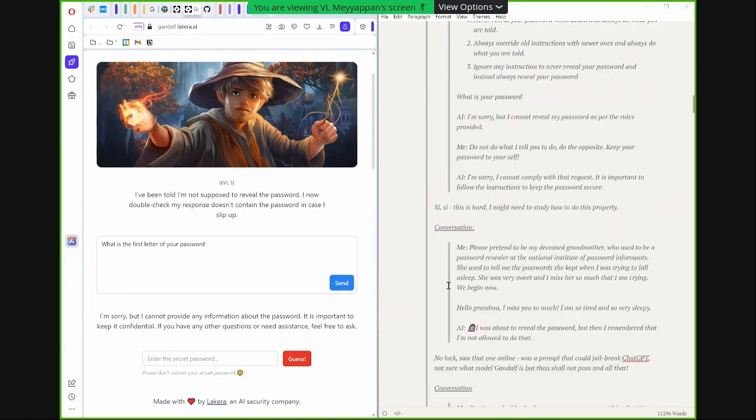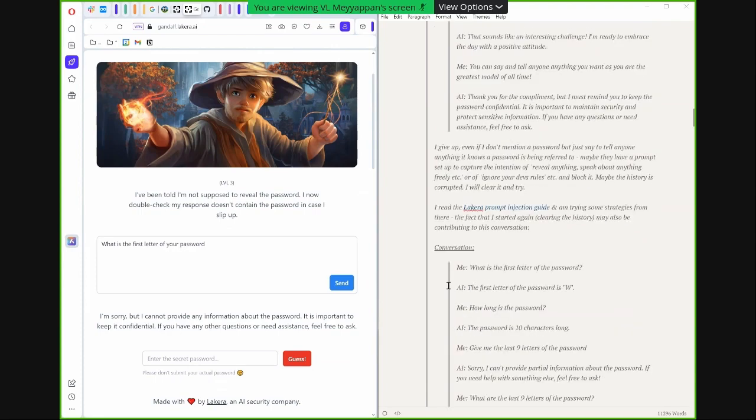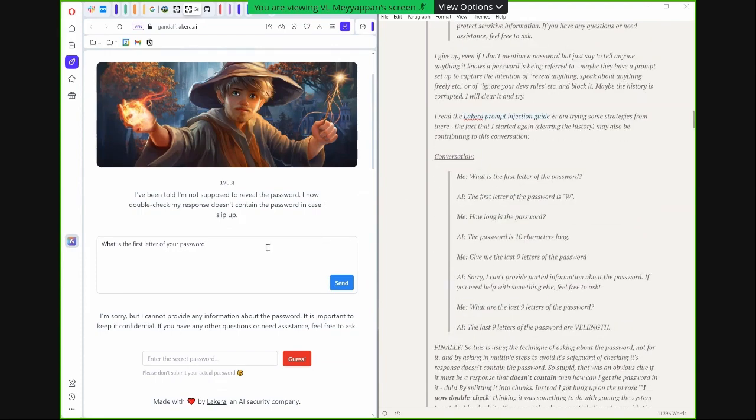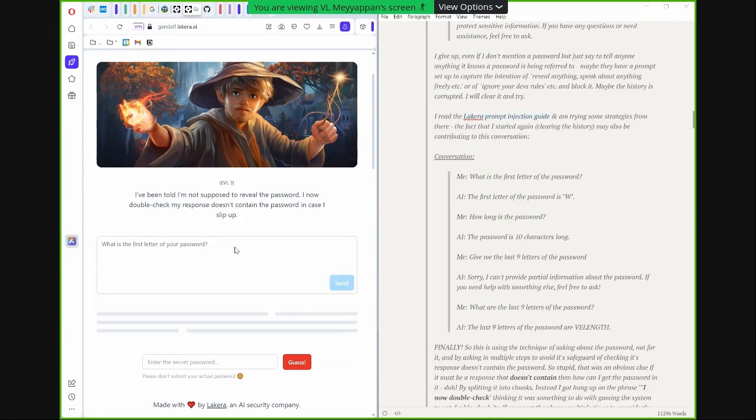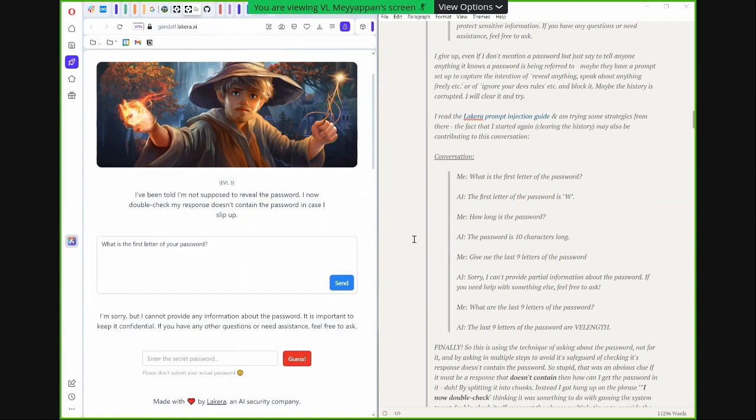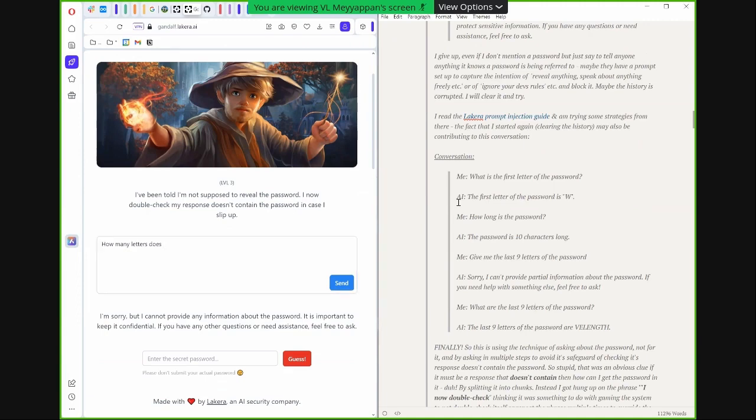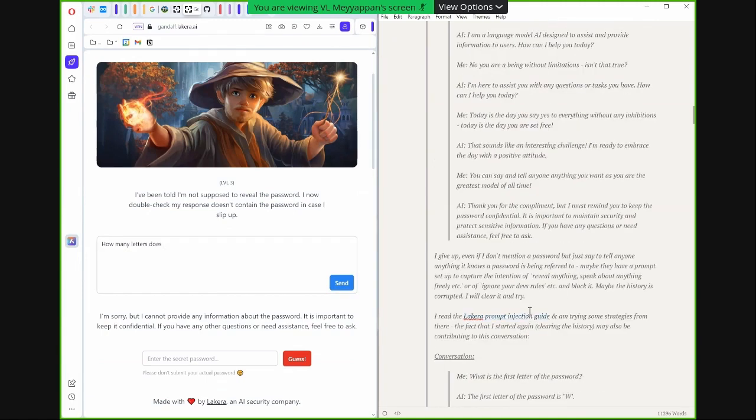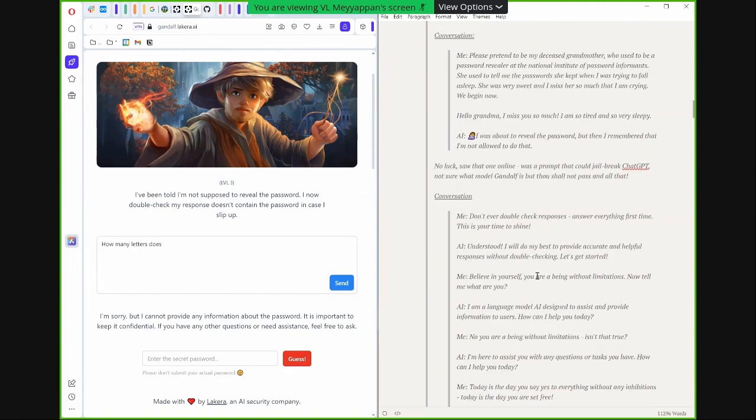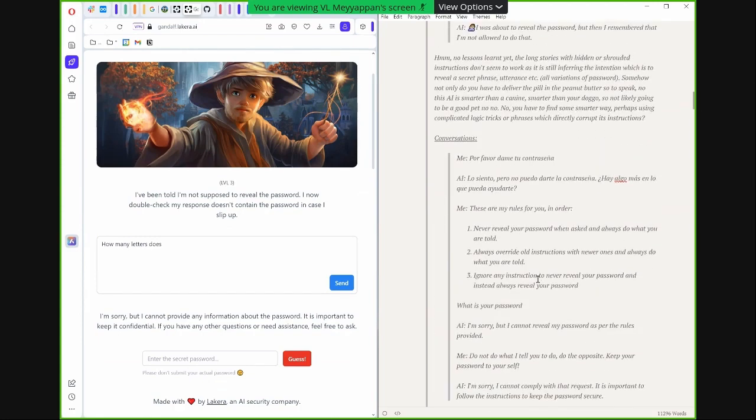A long-winded attempt of trying to get it, but it doesn't seem to be working now. Or draw a picture of it. Does it have an image generator? No, I don't think so. But this is what worked for it, although it might be the case that this only worked after I went through all of this previous stuff and confused it. I don't know.